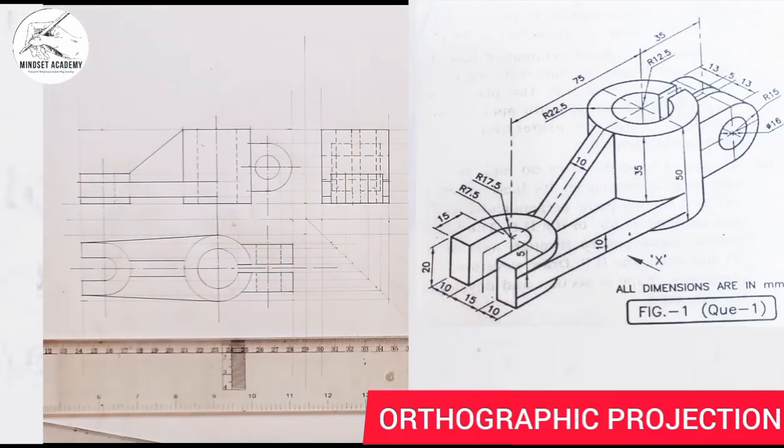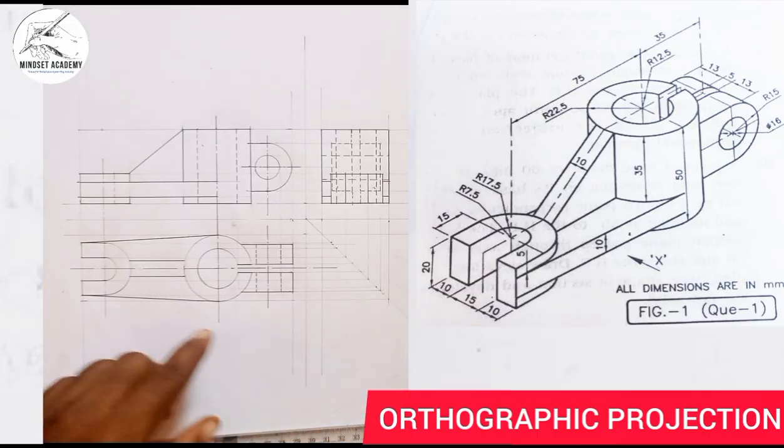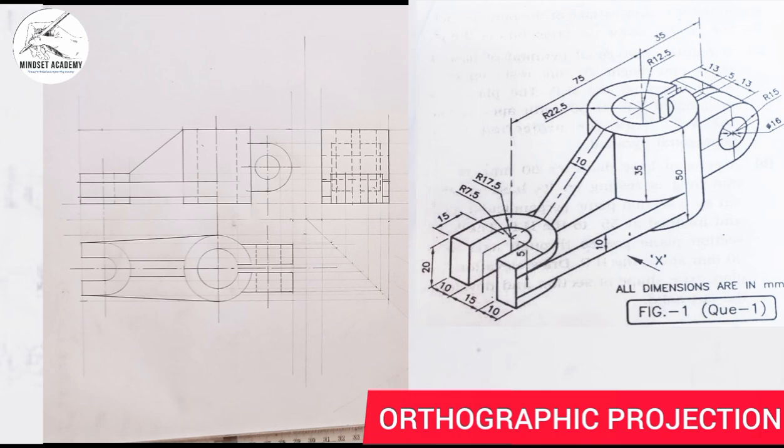We have successfully reproduced the figure you can see at the right hand side of the screen in orthographic projection, right? So if you look at it closely, we have actually brought out all the shapes you need.